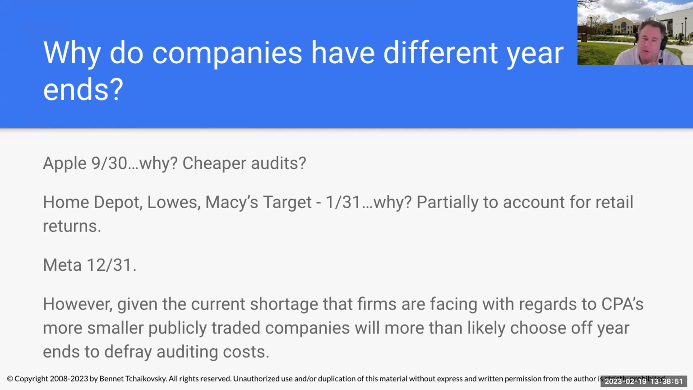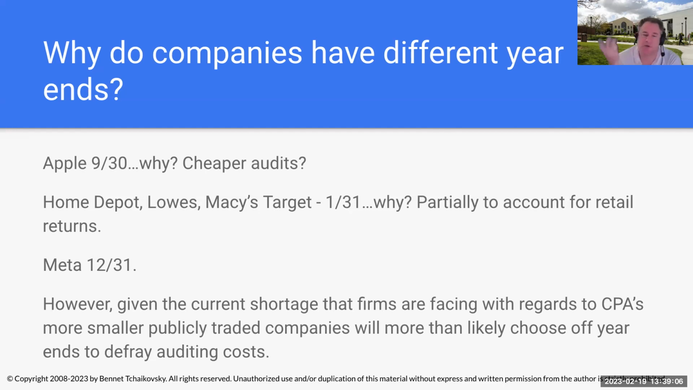For Apple, September 30th, why did they choose that? I have to imagine it's because the company is so large and so massive and has global operations. It's going to be a heck of a lot easier to do that than as of December 31st.